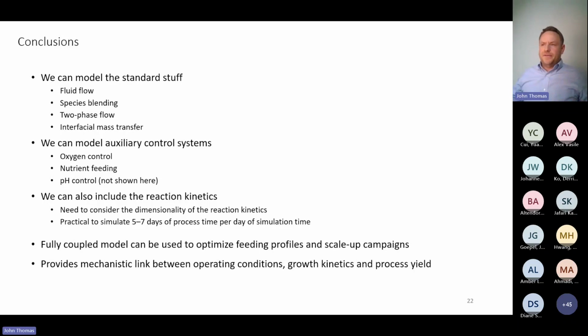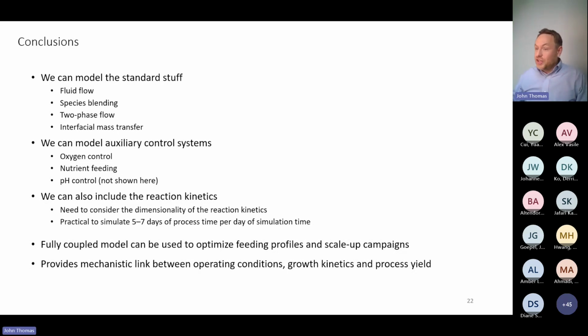We can model the standard stuff. We can model mixing. That's not a headline. We can do kLa. That's not a headline. Okay, we can do it very well, and it's working quite well, but that's standard stuff. The headline one is good news, guys. We can do CFD now in tandem with auxiliary control system dynamics, pH, nutrient, oxygen control, and begin to see the coupling between those control dynamics, operating conditions, and culture environments.